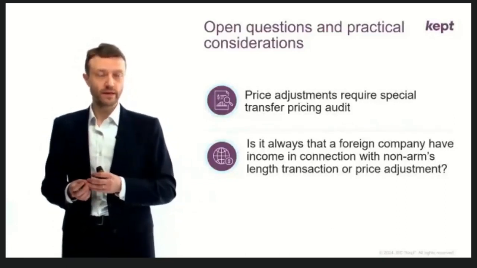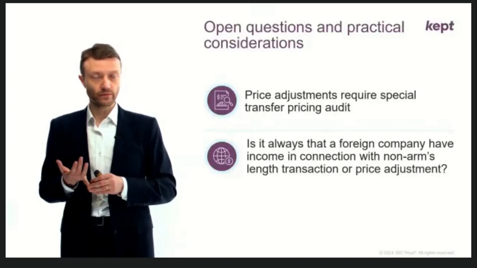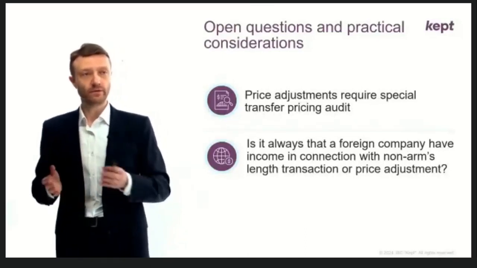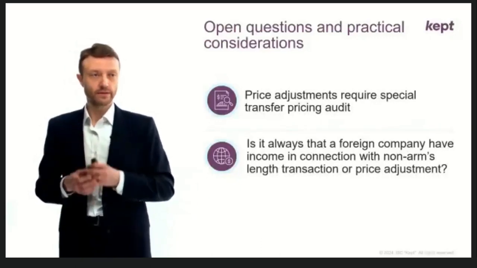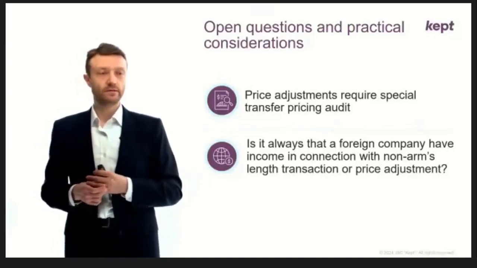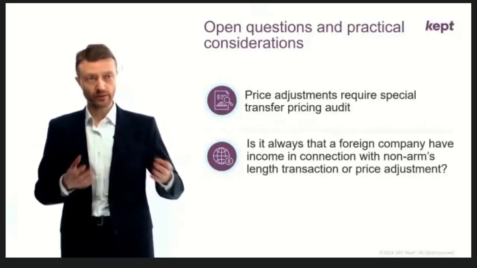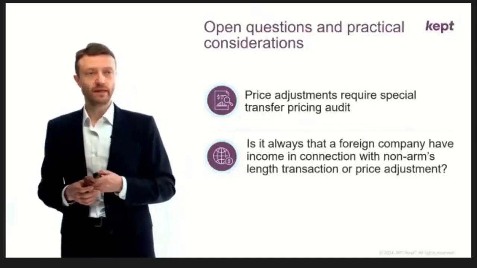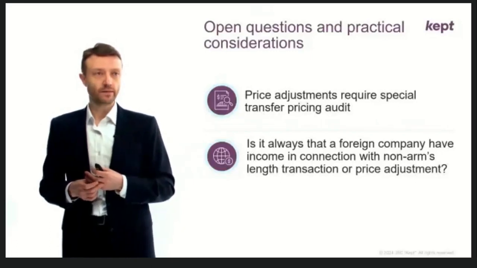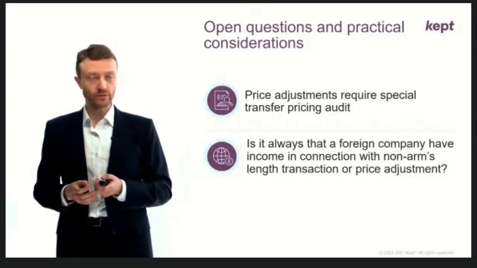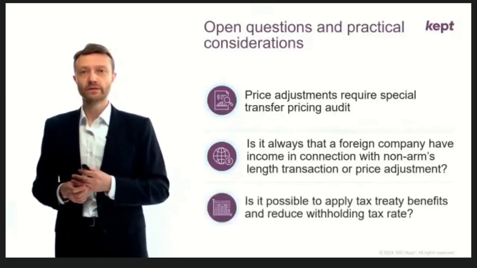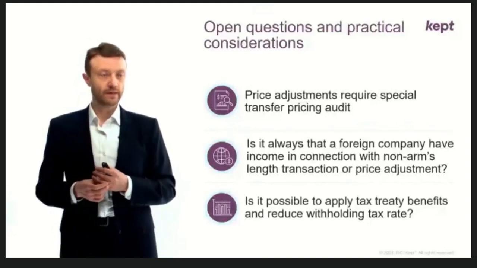It doesn't seem to be the case, because the adjustments will lead to an increase of income in Russia, but the expense on the foreign side will arise. And the same, it's not income that the foreign company receives when acquiring goods from Russia, it's a non-arm's length, reduced expense. So the point here is that the wording is not ideal. It remains to be seen if in some cases even transfer pricing adjustments are not going to lead to imputed dividends. And the obvious question is whether tax treaty benefits can apply.